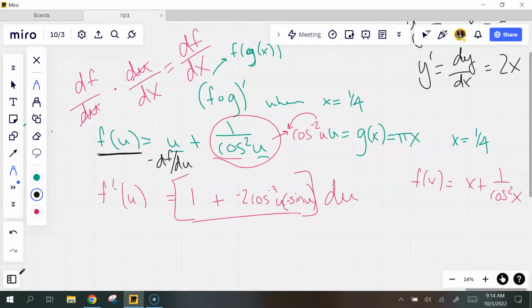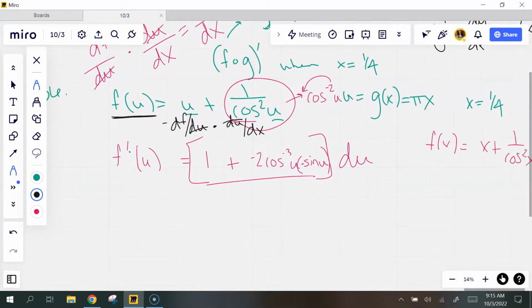But here, I'm doing the derivative of f with respect to u. But because u is a whole function, I have to also chain it. So I have to do the derivative of u with respect to x. And what it gives me in the end is df dx, the derivative of f with respect to x, even though f wasn't written with an x in it at all. And we're going to do this when we do implicit differentiation in a few days.